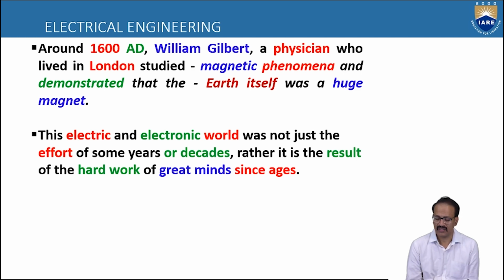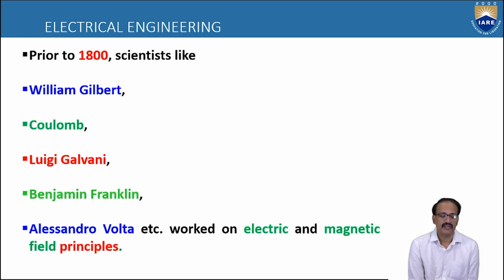So now we are enjoying the results of this electrical and electronics. It happened for centuries. The evolution happened for centuries. So prior to 1800, the scientists who contributed to electrical engineering are William Gilbert, Coulomb, Galvani, Benjamin Franklin, and Alessandro Volta.